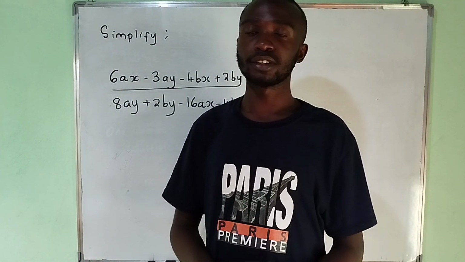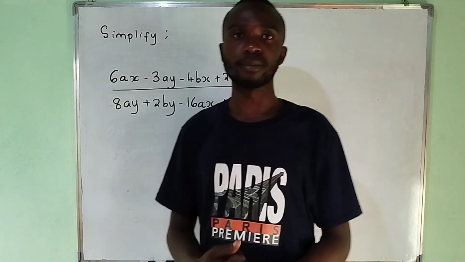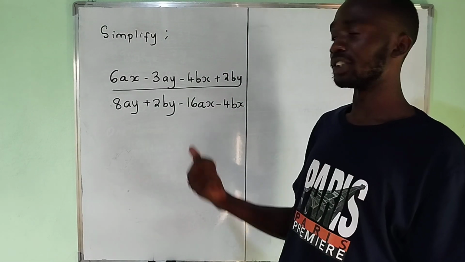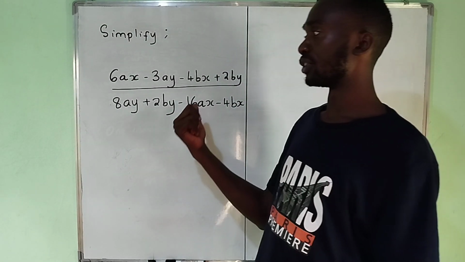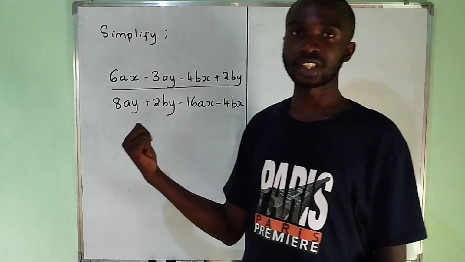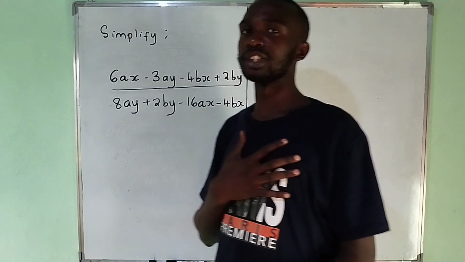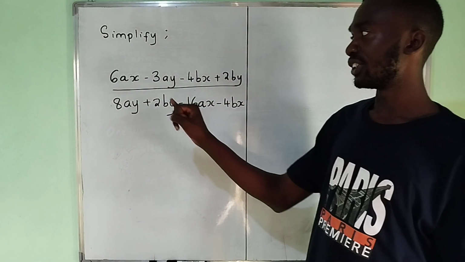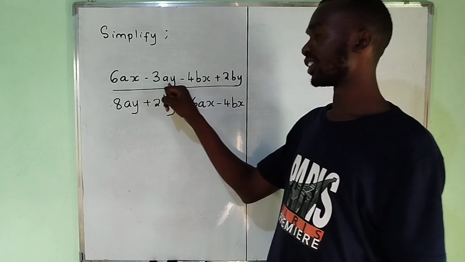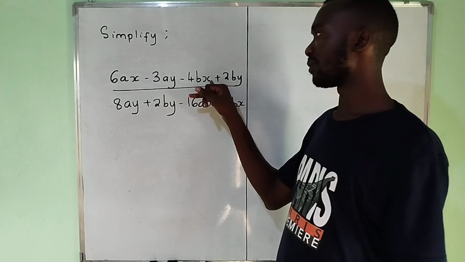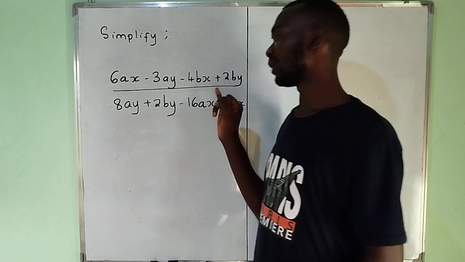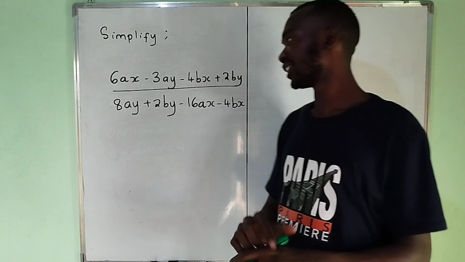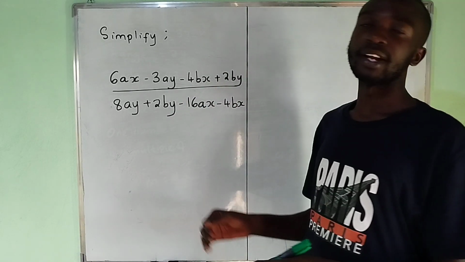In this tutorial, I'm going to teach about the equation on the board, whereby we are being taught to simplify. This one is just an algebraic expression. We need to simplify, we need to factorize the numerator and also factorize the denominator. Now the numerator is 6ax minus 3ay minus 4bx plus 2by, divided by 8ay plus 2by minus 16ax minus 4bx.